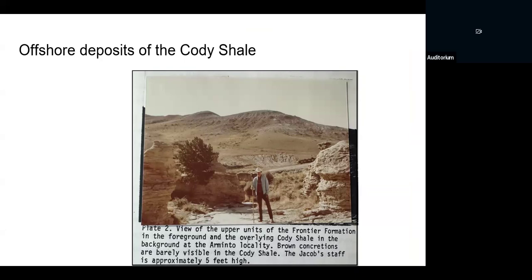Have any of you worked up in Wyoming or Montana in these areas? No? Okay. Too far south.